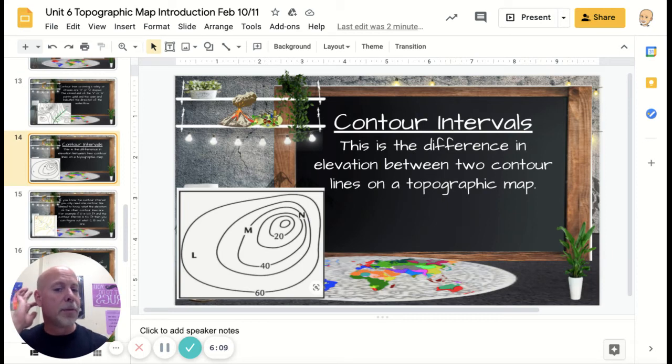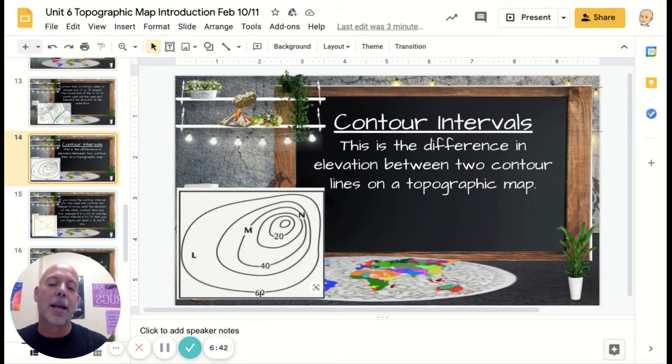Here's the contour intervals I was talking about just a moment ago. This is the difference in elevation between two contour lines on a topographic map. In this one, you can see the interval: you have one line, then this one, this one, this one. If you look, you can tell that this one to this one is a 20 jump, which means there's a line between, which you can then divide and say they're 10, whatever the measurement is, let's say 10 feet intervals. So this would be 10, 20, 30, 40, 50, 60.